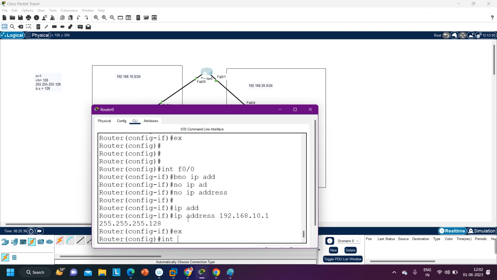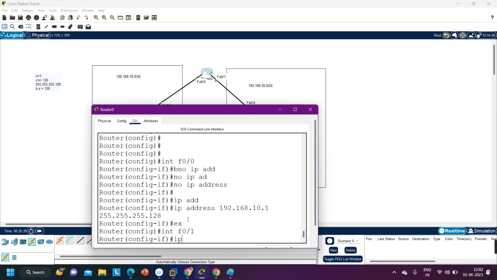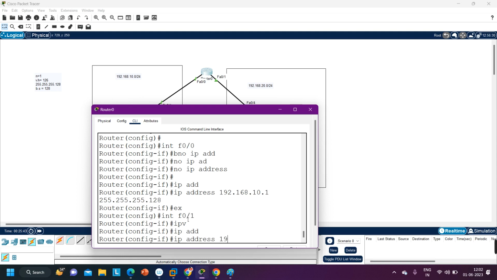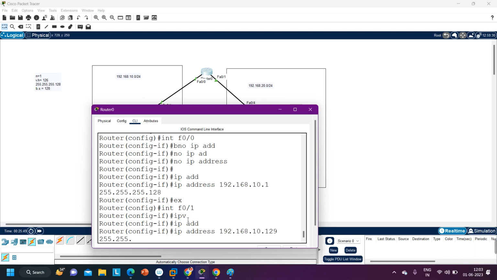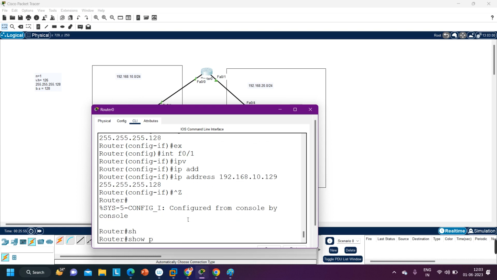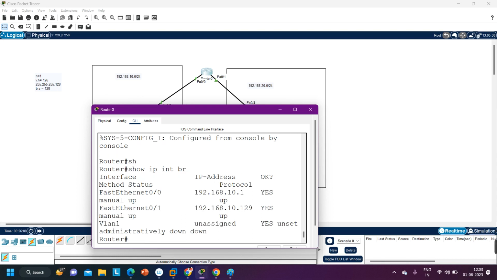Exit interface f0/1 IP address 192.168.10.129 and 255.255.255.128. See, this time everything is fine. So, show IP interface brief. Getting my point? On f0/0, this IP address is running. On f0/1, this IP address is running.